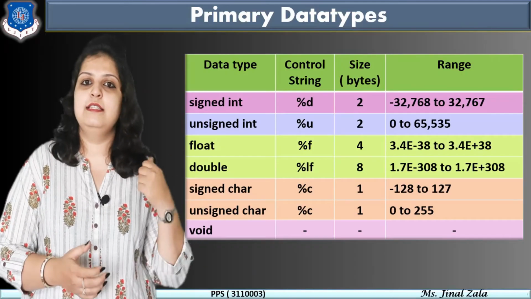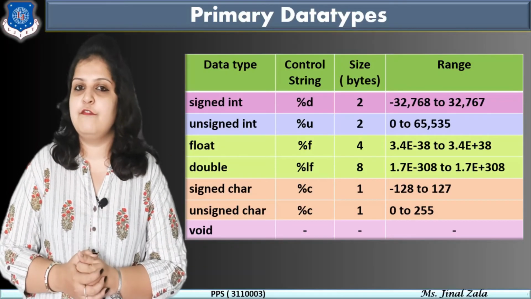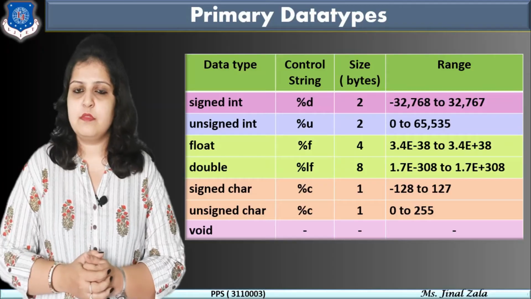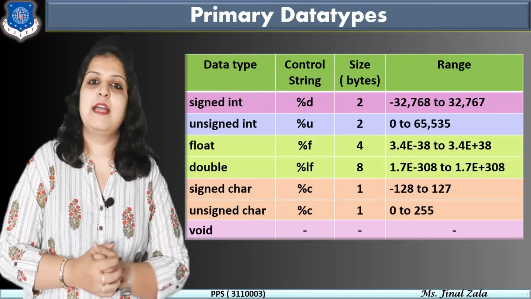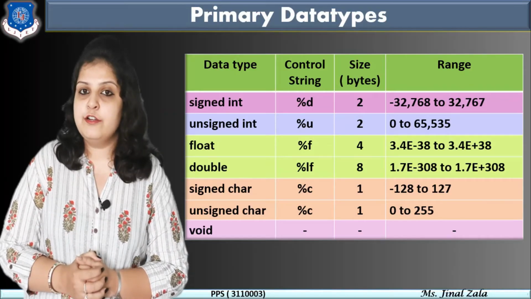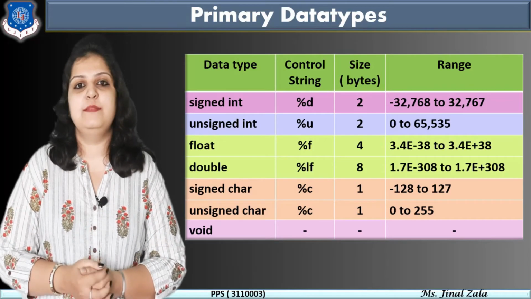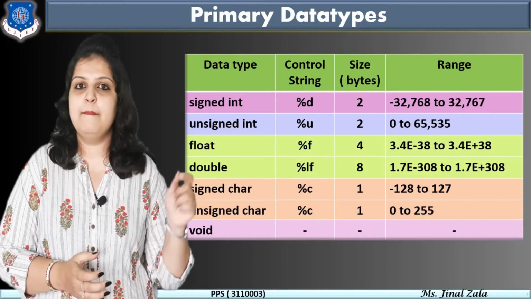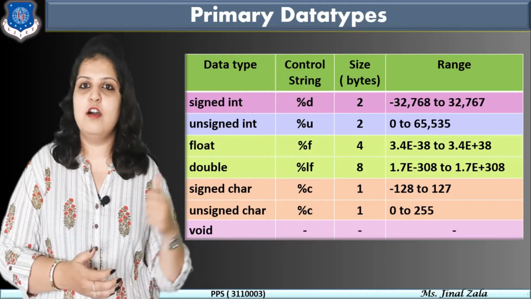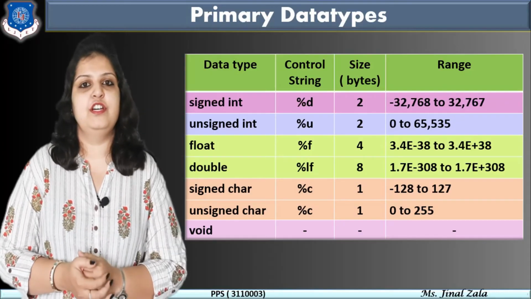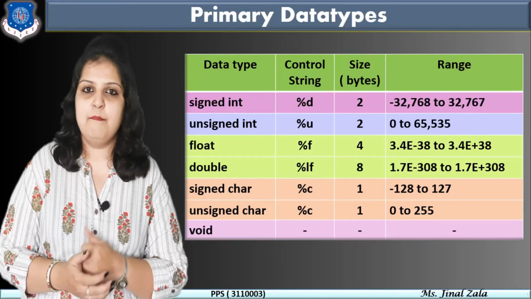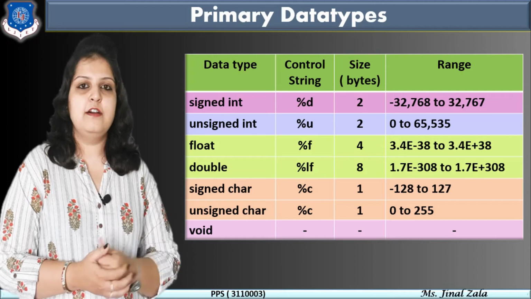Then next is unsigned integer, and unsigned integer always starts from 0. So the range of unsigned integer is 0 to 65535. The control string for unsigned integer is %u. Just remember the u of unsigned for the control string. The size of unsigned integer is the same, 2 bytes in memory. Then third is float.